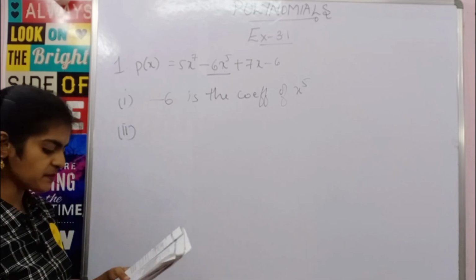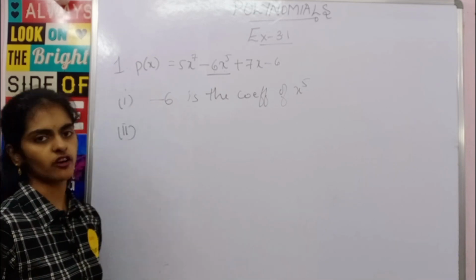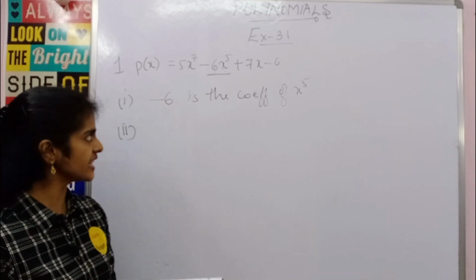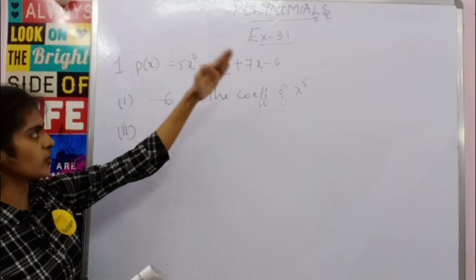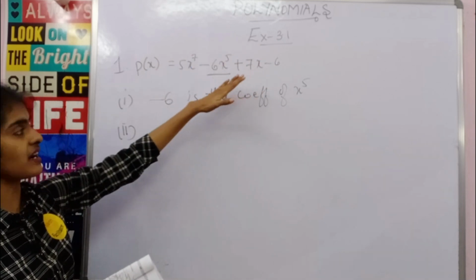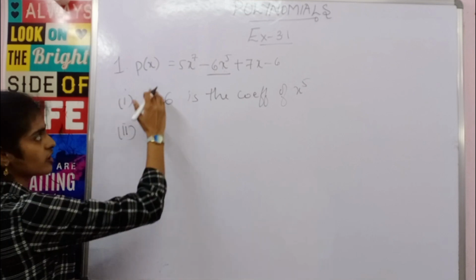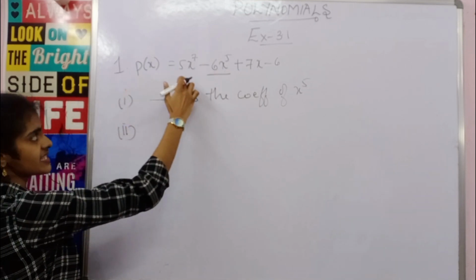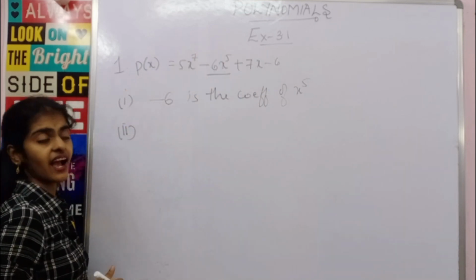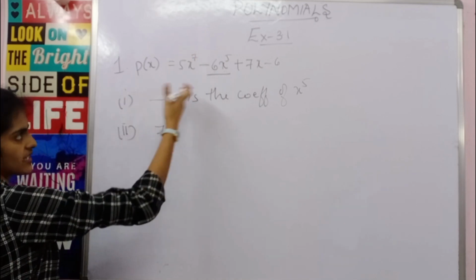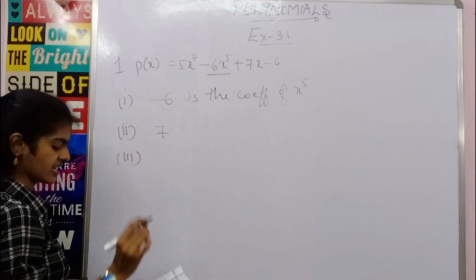The next one. What is the degree of P of x? Now what is the meaning of degree? Degree is nothing but the highest power of the term in the given polynomial. Here this polynomial is of variable x. So what is the highest power of x? The highest power of x is 7. So the degree of this polynomial is 7.